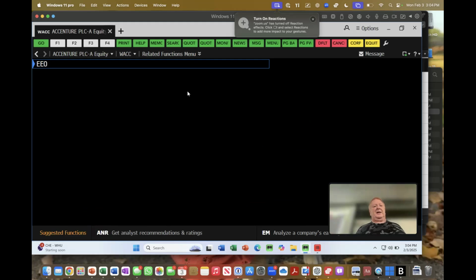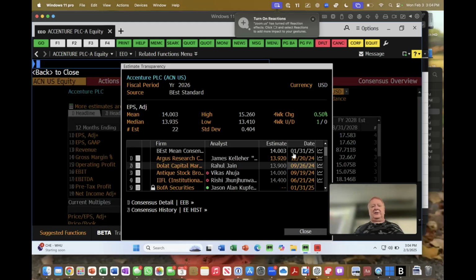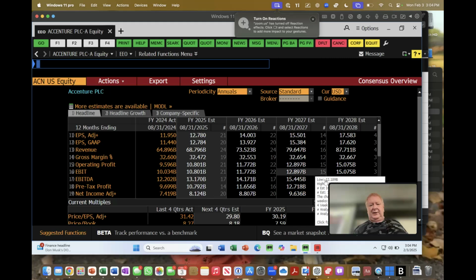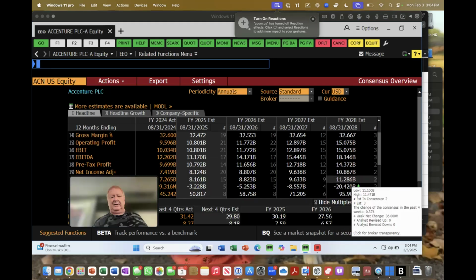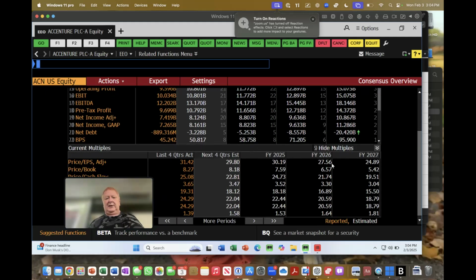here's PE. Price per share, 386. Earnings per share, 14. Take 386 divided by 14, expected earnings. PE next year, right down here, 27.56. That's the forward PE of Accenture today, 27.56. Okay, based on 2026 earnings.